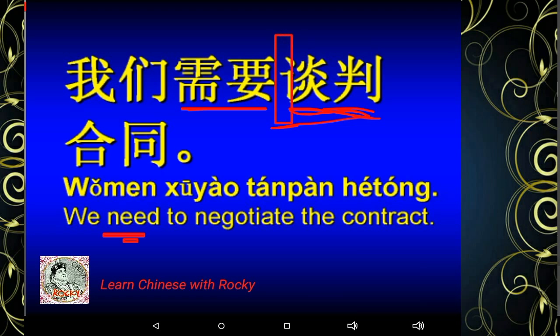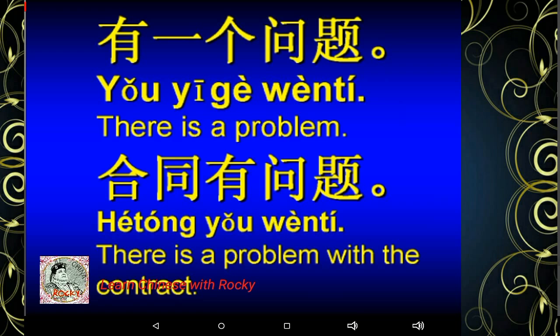Now, 需要, I think we've already said, is a first tone character, and then that fourth tone character. 谈判 means to negotiate, all right? You got to negotiate. So these characters that I'll introduce to you mean that you have to be able to negotiate. Let's go on to our next sentence. Why would we need to negotiate? There is a problem. That's what you would say. There is a problem. 有一个问题.